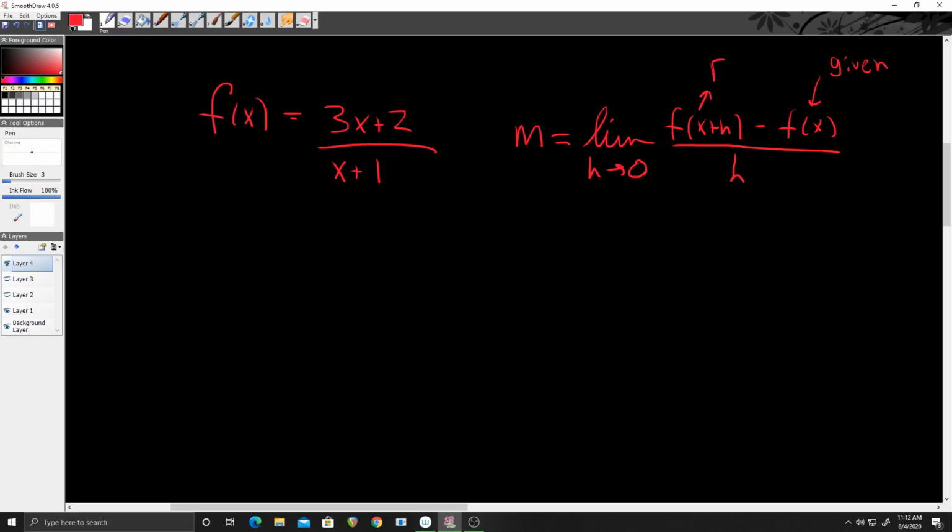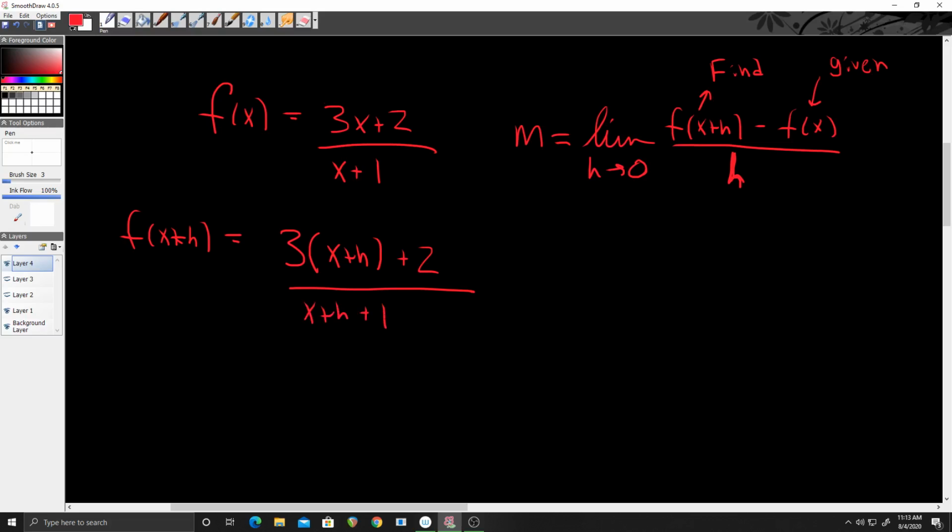We need to find this. And h is just h. This is a horrible looking h. That's an h. There we go. Okay. So let's find f of x plus h. And once again, all we got to do is replace x with x plus h everywhere. So here we go. 3x plus 2. Instead of 3x plus 2, it's going to be 3 times x plus h, plus 2. Over, and instead of x plus 1, it's going to be x plus h plus 1. There's x plus h. Done.